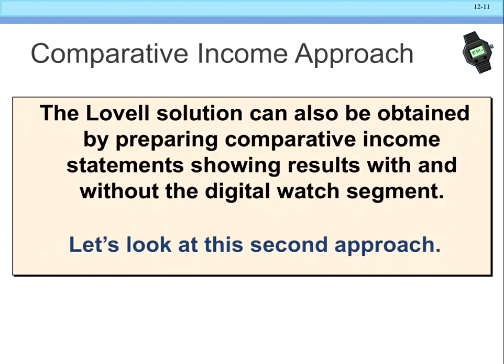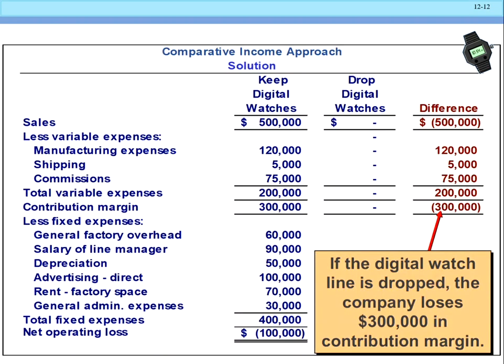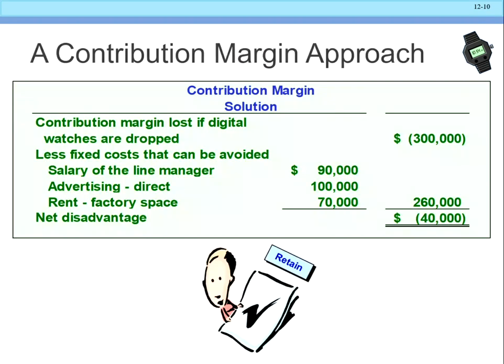We can also do this by a comparative approach, but of course, remember we said we always want to limit the amount of time we spend on a question. This is just for illustration purposes. The best will be to do it by looking at what contribution you are going to forego and what costs you are going to save, then you get the difference.